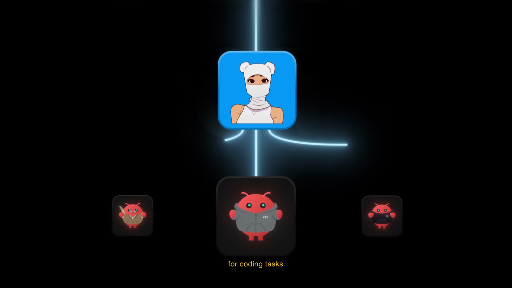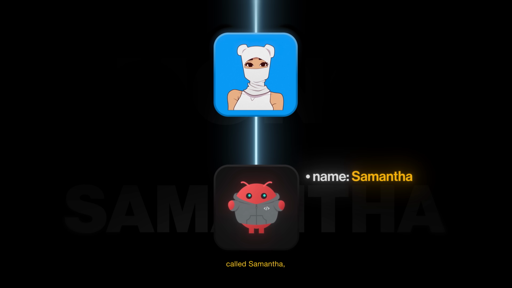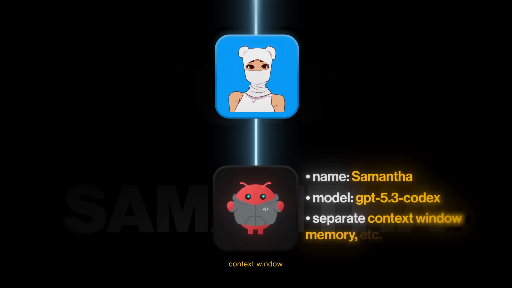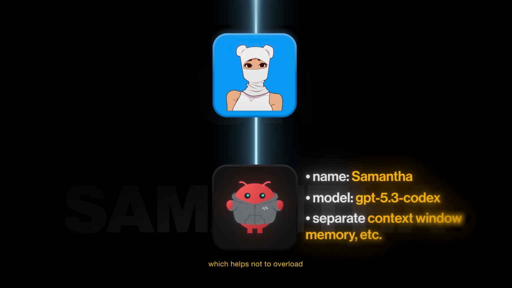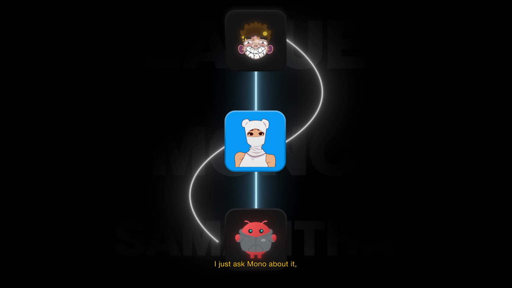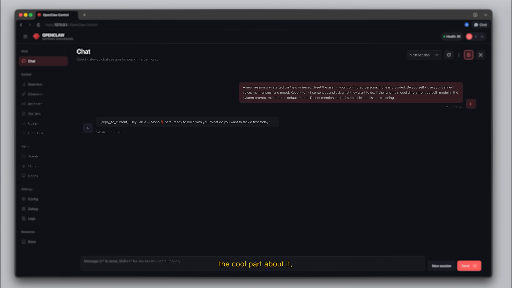For example, for coding tasks, I have a sub-agent called Samantha, and I'll show you how to create it in a second. She has her own model, context window, and memory, which helps not to overload my main agent. So when I need to build something, I just ask Mono about it, and she passes it straight to Samantha, who writes the actual code. Now, the cool part about it is it's actually very easy to create.